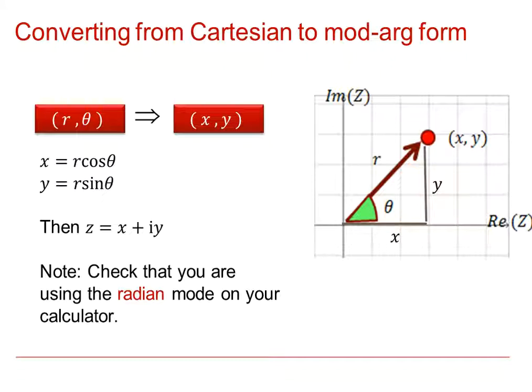If you look at the diagram, we can see that the x component is given by r cos theta, just using trigonometry, and the y component is given by r sin theta, just using trigonometry. And we know that z can be written as x plus iy. Useful note there to check that you are using radian mode on your calculators.